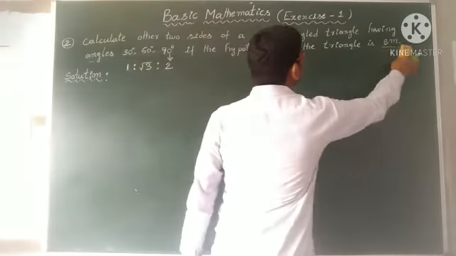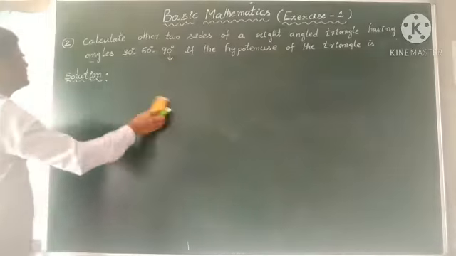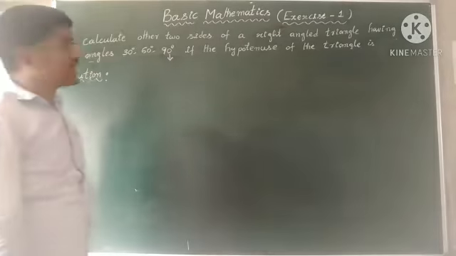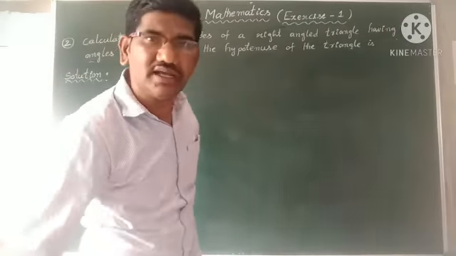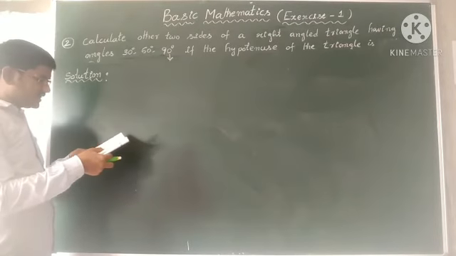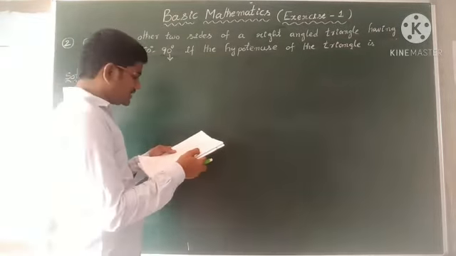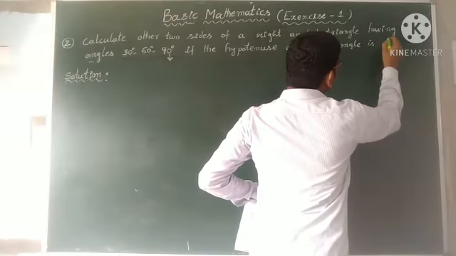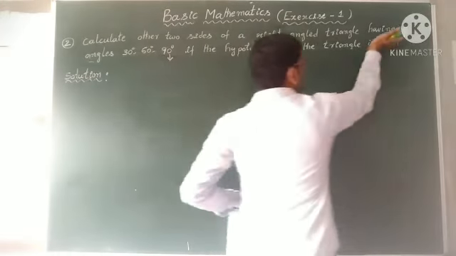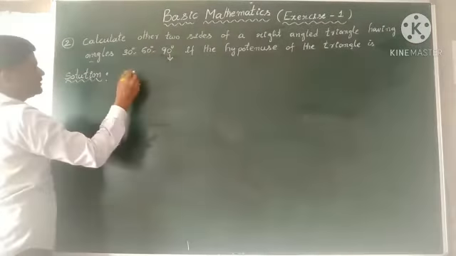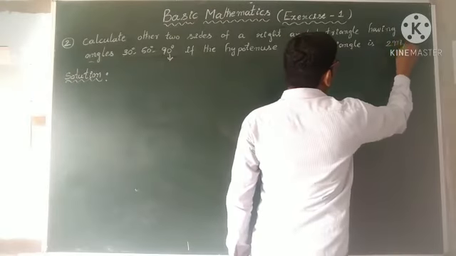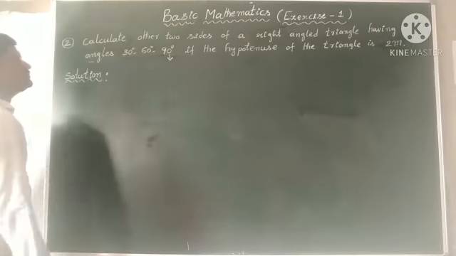Now similarly, calculate the other two sides of a right angle triangle having angles 30, 60, 90 degrees. Find the other two sides if the hypotenuse of the triangle is 2 meters. So that is one problem. Take the hypotenuse as 2 meters. Then we are going for the solution.